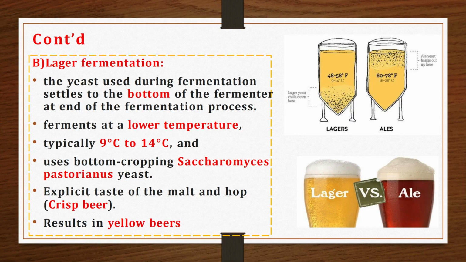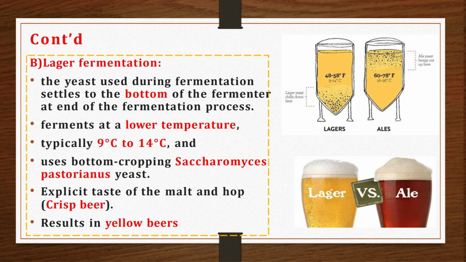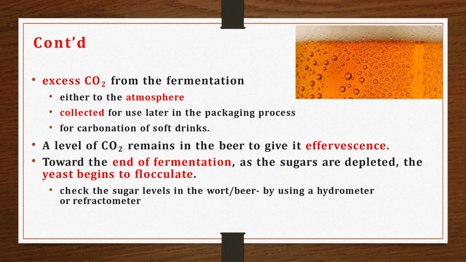This process gives a more explicit taste of the malt and hop, resulting in what we often call a crisp beer, and typically results in yellow beers. The slide once again shows the comparative graphic, with the lager yeast chilling down at the bottom and the ale yeast on top. Coming up, what happens to all that carbon dioxide produced during fermentation?